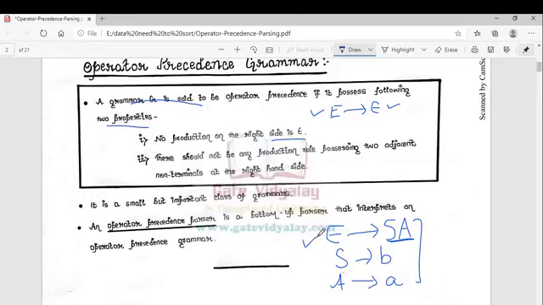For a grammar in which we want to construct an operator precedence parser, we have to keep in mind these two points. Secondly, what is operator precedence grammar? Basically, a grammar that contains some mathematical expression.